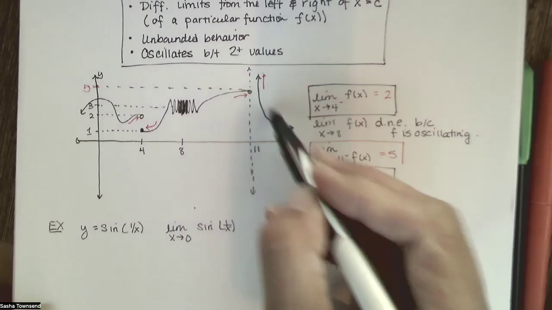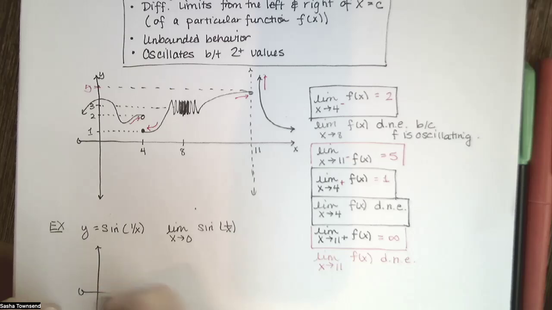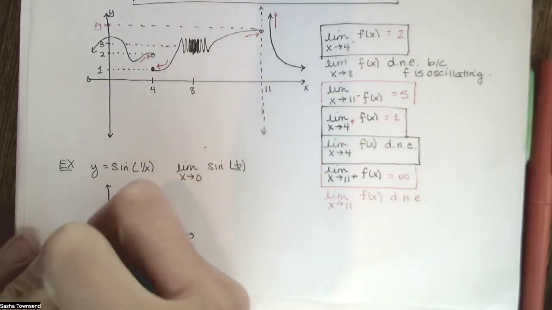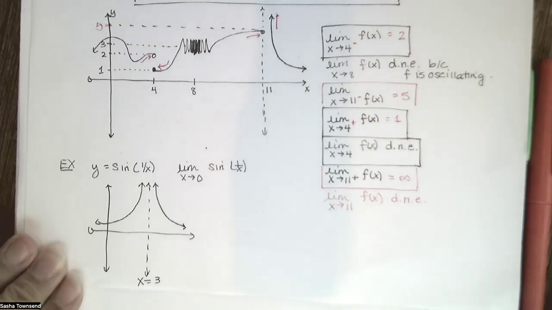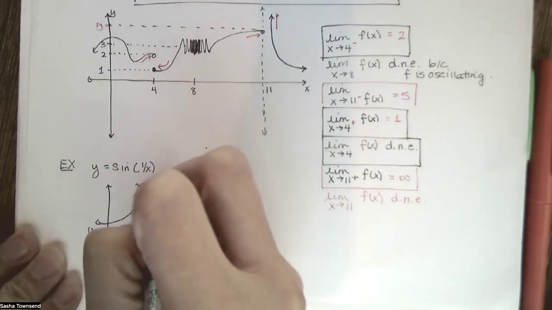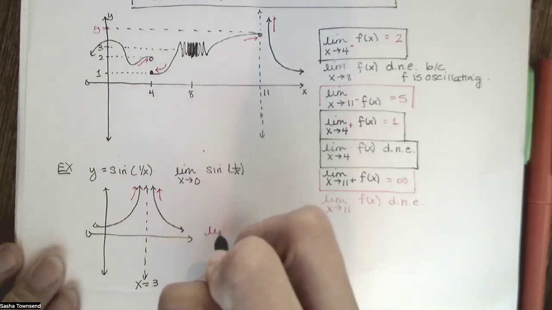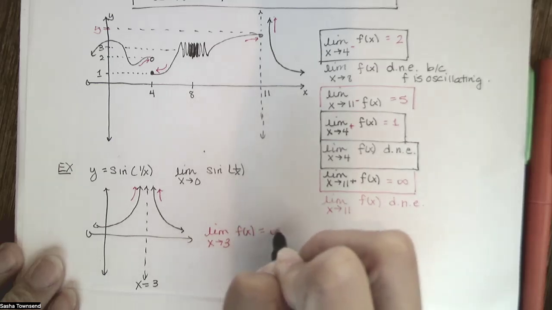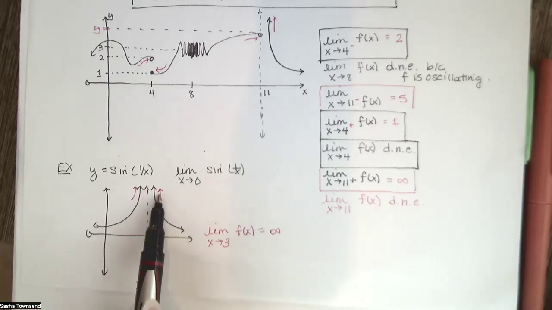Now, even if this limit happened to be the same on the left and right-hand side, so let's just look at a different function like this. Let's say that's x equals 3, and as x approaches 3 from the left and from the right, the y values go to infinity. So the y's just keep increasing on that side, and they just keep increasing on that side. In this case, we would write the limit as x approaches 3 of f of x equals infinity, meaning it goes to infinity on the left of 3 and it goes to infinity on the right of 3.